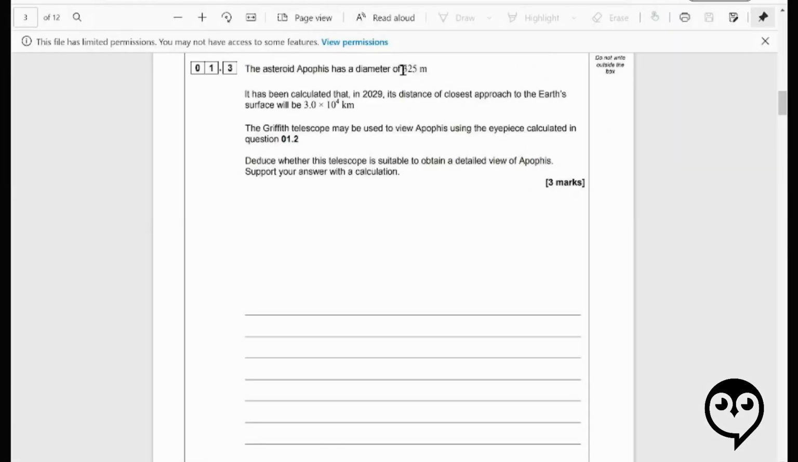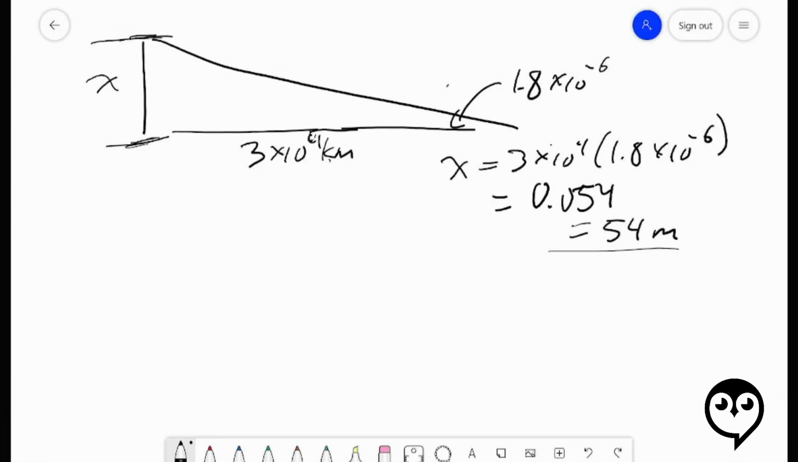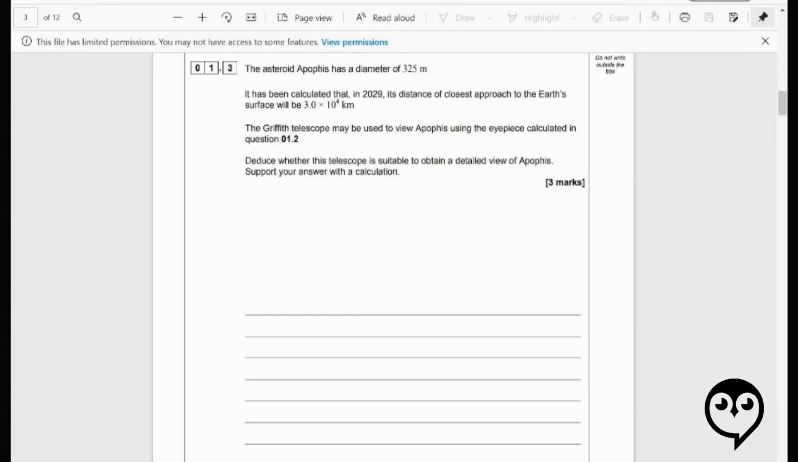And they told us that it had a diameter of 325. So if I do 54 divided by 325, what portion of this side of the asteroid are we going to be able to see? I got about 1/6. It's 1.66. It's roughly 1/6 of the surface, isn't it? So deduce whether this telescope is suitable for giving a detailed view. We're going to be looking at an area covering 1/6 of this whole asteroid, which seems like a very, very big section. So I don't think we're going to get a detailed view at all. Let's see what they say.